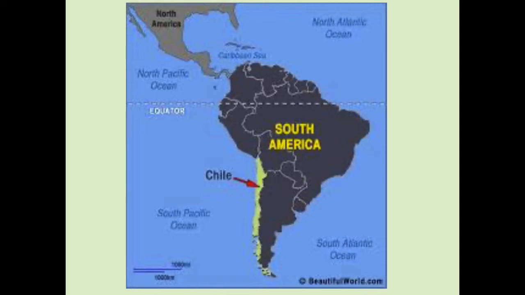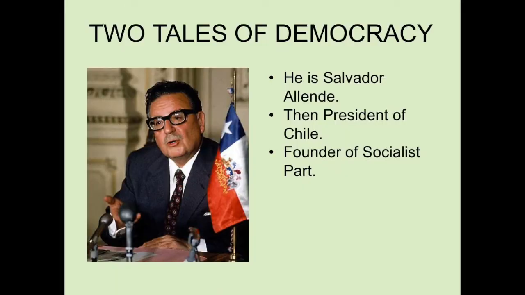Now let's take the example of Chile. In this map you can see the red arrow pointing to the country Chile. From here, let's try to understand the different concepts of democracy. For example, there are two tales of democracy. This man you are seeing in this picture is Salvador Allende, then president of Chile, and he is also a founder of the Socialist Party.